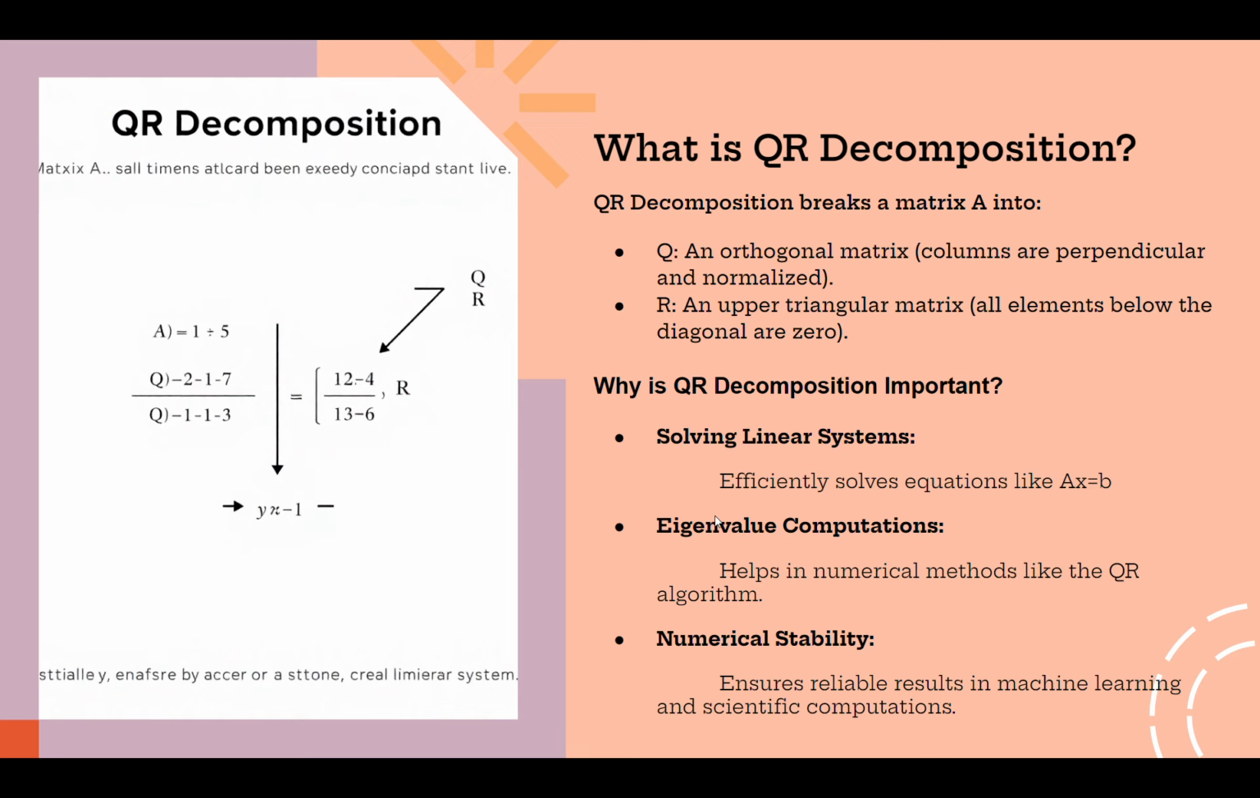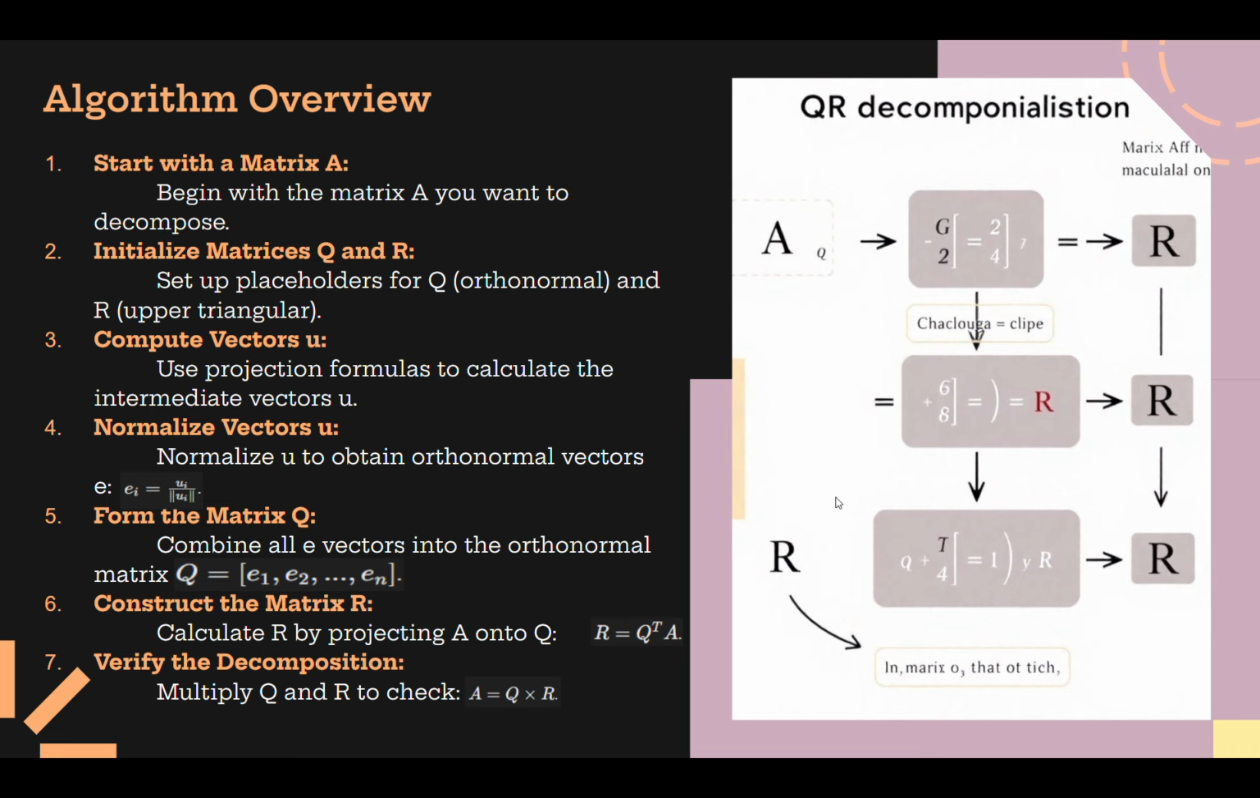And the next application is eigenvalue computations. QR decomposition is used in the QR algorithm to calculate eigenvalues, which are key in areas like principal component analysis. And finally, it is used for numerical stability. It ensures reliable results in machine learning and scientific computations.